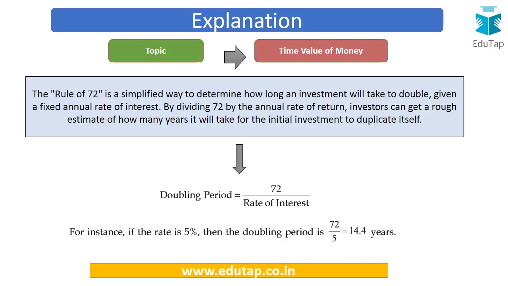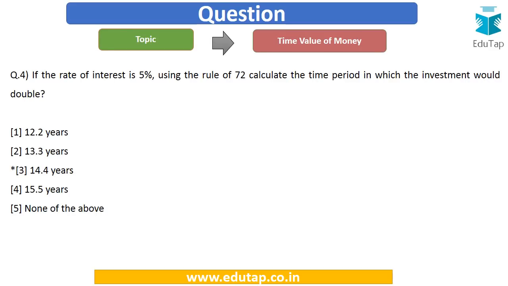So if you talk in formula terms, the formula used in the rule of 72 is this one: the doubling period is equal to 72 divided by the rate of interest. If for instance the rate is 5%, as we are given in the question, the doubling period is going to be 72 divided by 5, which gives us 14.4 years. So now we can easily answer this question: if we employ the rule of 72, and the rate of interest is 5%, the doubling period is going to be option number 3, that is 14.4 years.